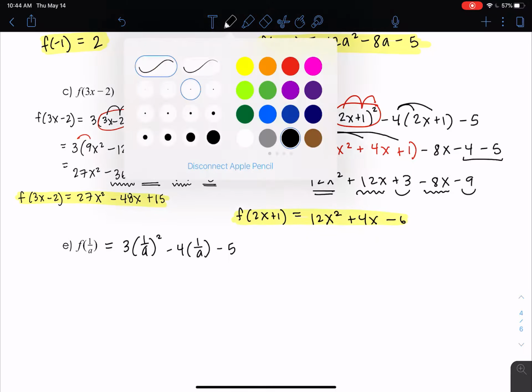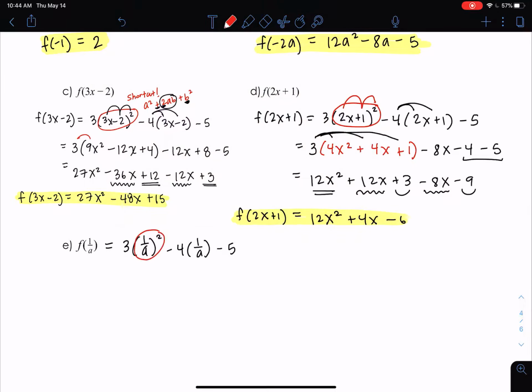Okay, order of operations, exponents first. 1 over a times 1 over a gives me 1 over a squared. Make sure you can do that. Multiplying across, that's 1 over a squared. Now, putting that over 1 and multiplying across, we'll get minus 4 over a minus 5.